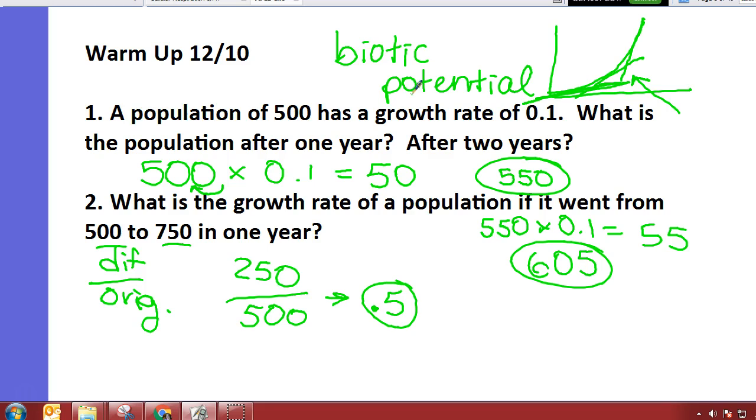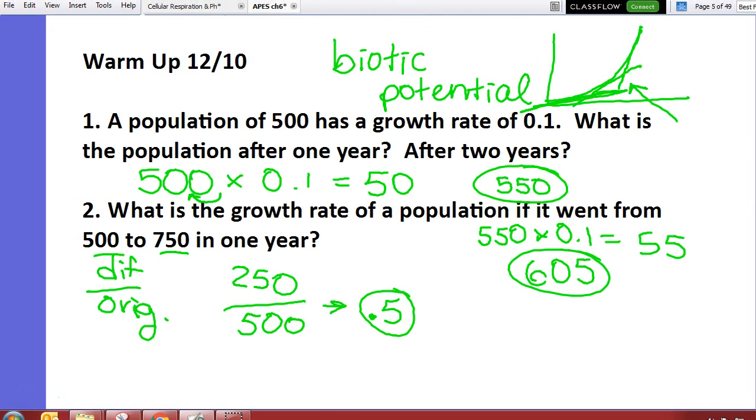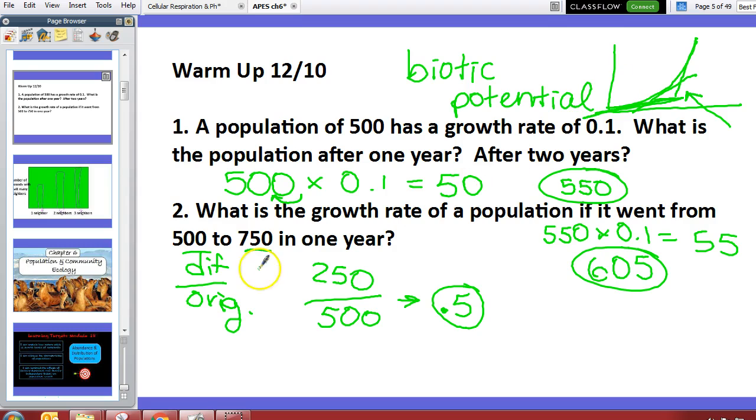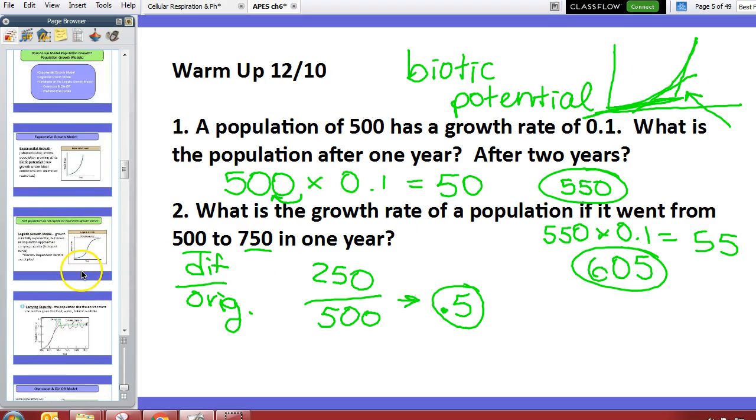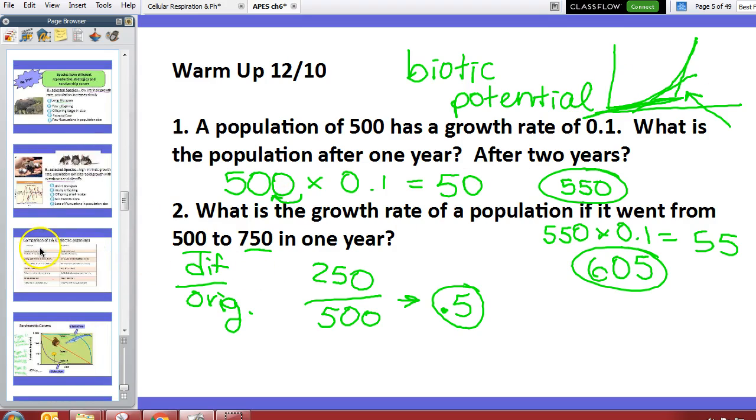So we left off with survivorship curves, right? We still have to do those? That's where we left off? Okay, perfect.